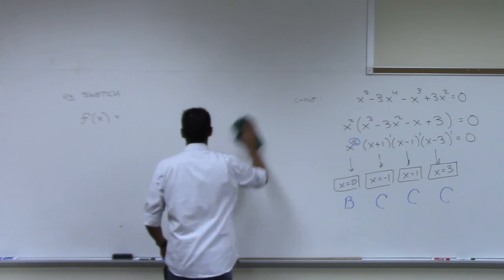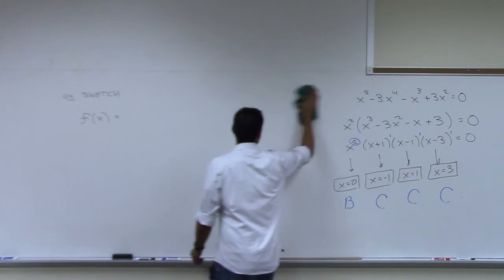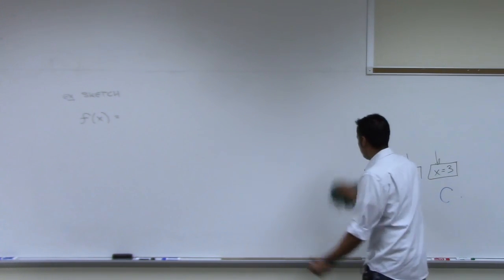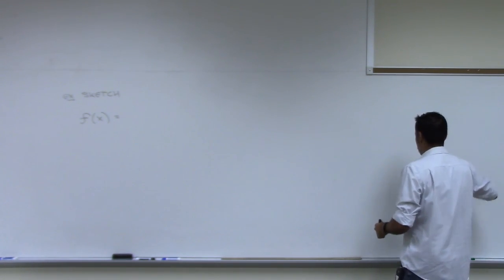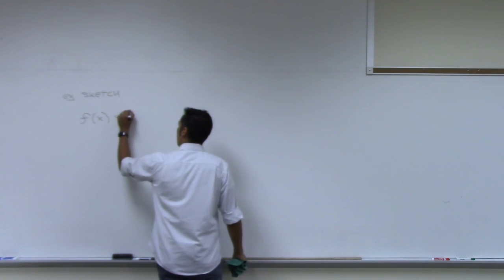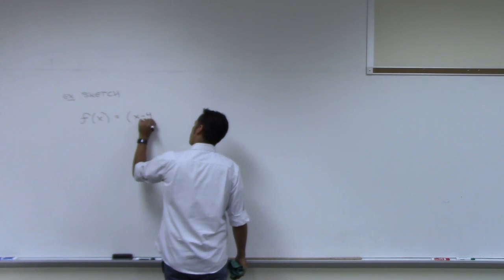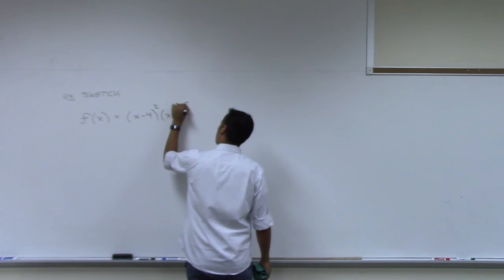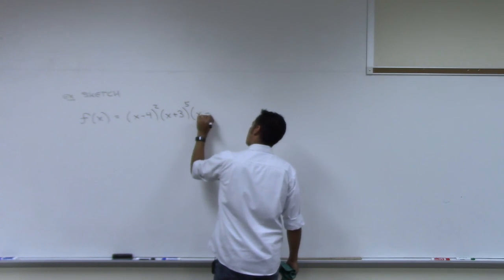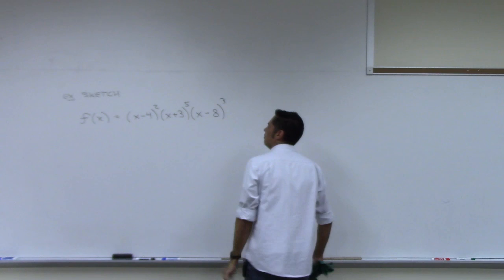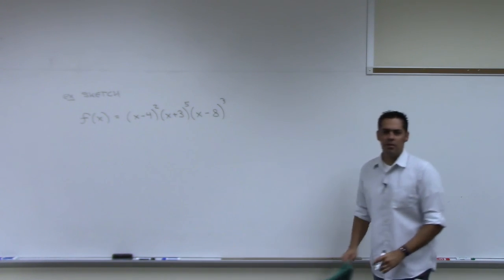Last one. And this one will be different, so please pay attention. If you understand what I've done so far, great, but just pay attention. There's a little subtlety in this one that gets students. (x minus 4) squared, (x plus 3) to the 5th, (x minus 8) to the 3rd. There's your function.